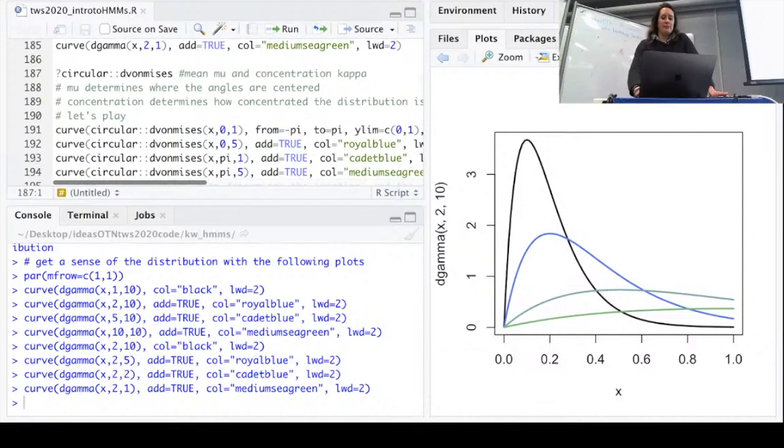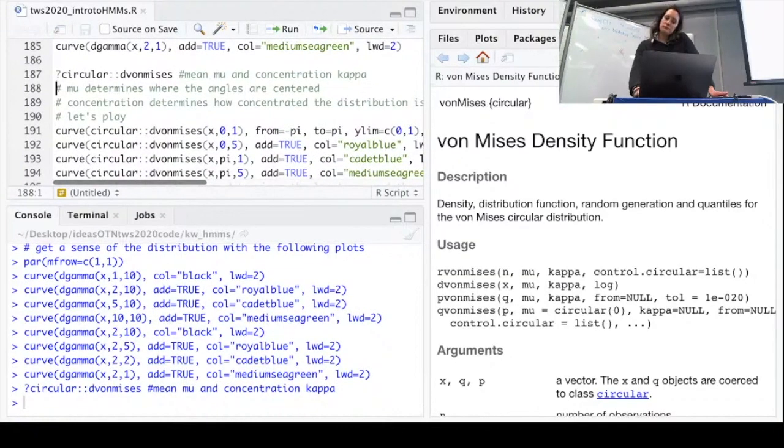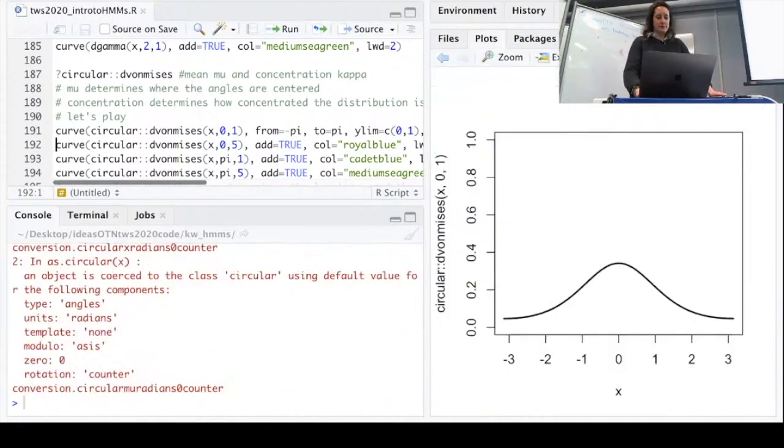Then we can take a look at the von Mises distribution. This distribution has a mean, and it's got a concentration parameter. That mean is just a mean. It's where you're expecting the most likely value of your distribution to occur. And then the concentration is kind of like the opposite of a variance. It's telling you how concentrated your probability distribution is around that mean. So we can plot these two.